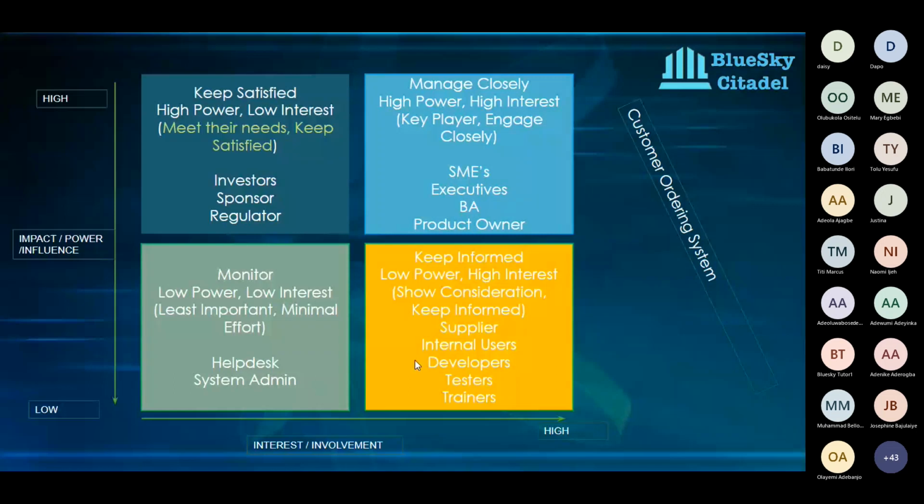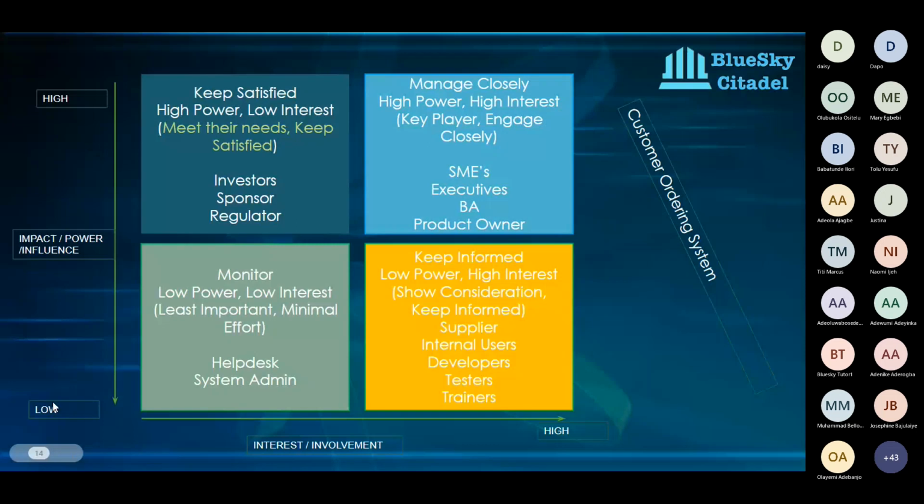So when we say that we have high power, low interest, how did I come about high power, low interest? You would see that on this axis, this is our impact or our power. So I've put impact, power, influence. People call it different things, it all means the same thing anyway. What stakeholder has the most impact, how much impact they have, or how much impact will the project have on them, whichever way. So we have high impact here on this axis, high power, high influence. And then we have the low.